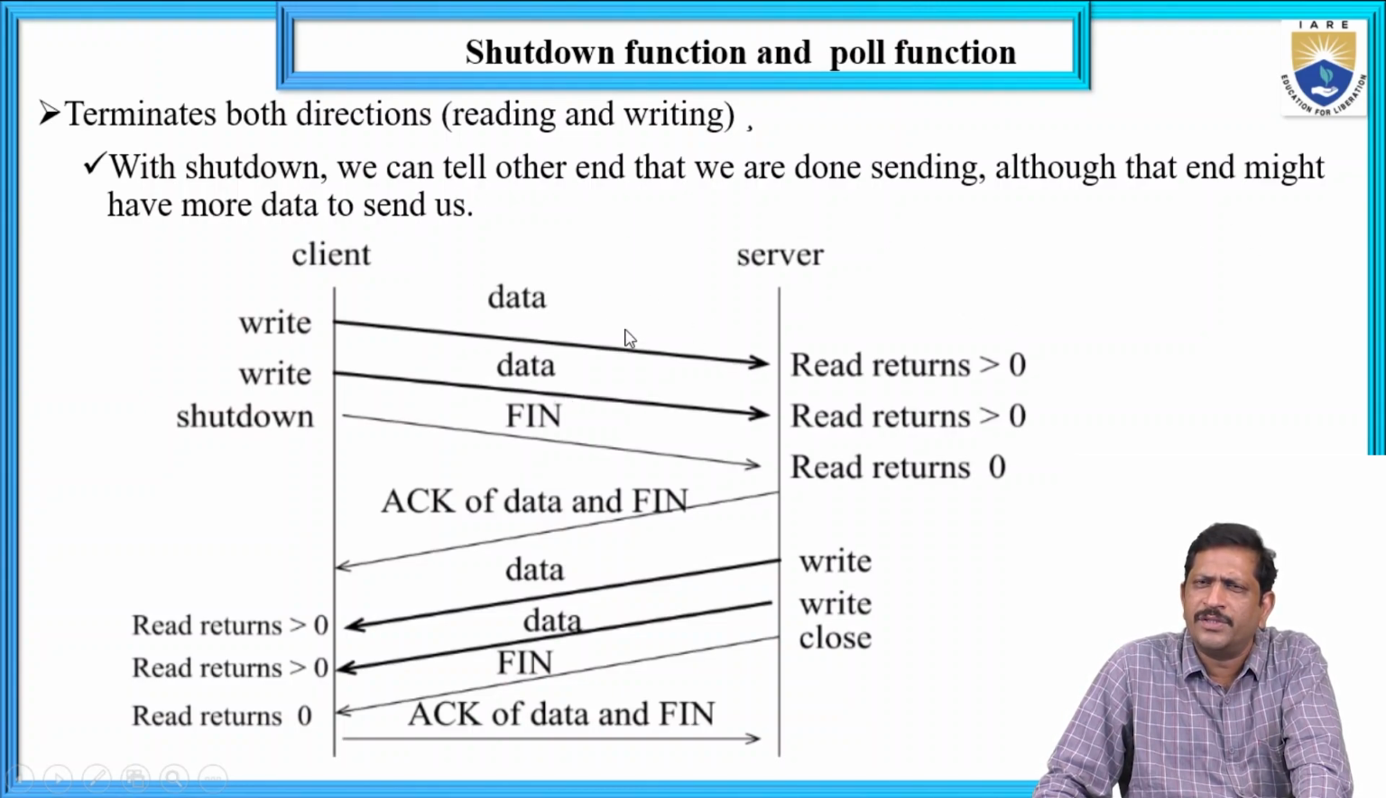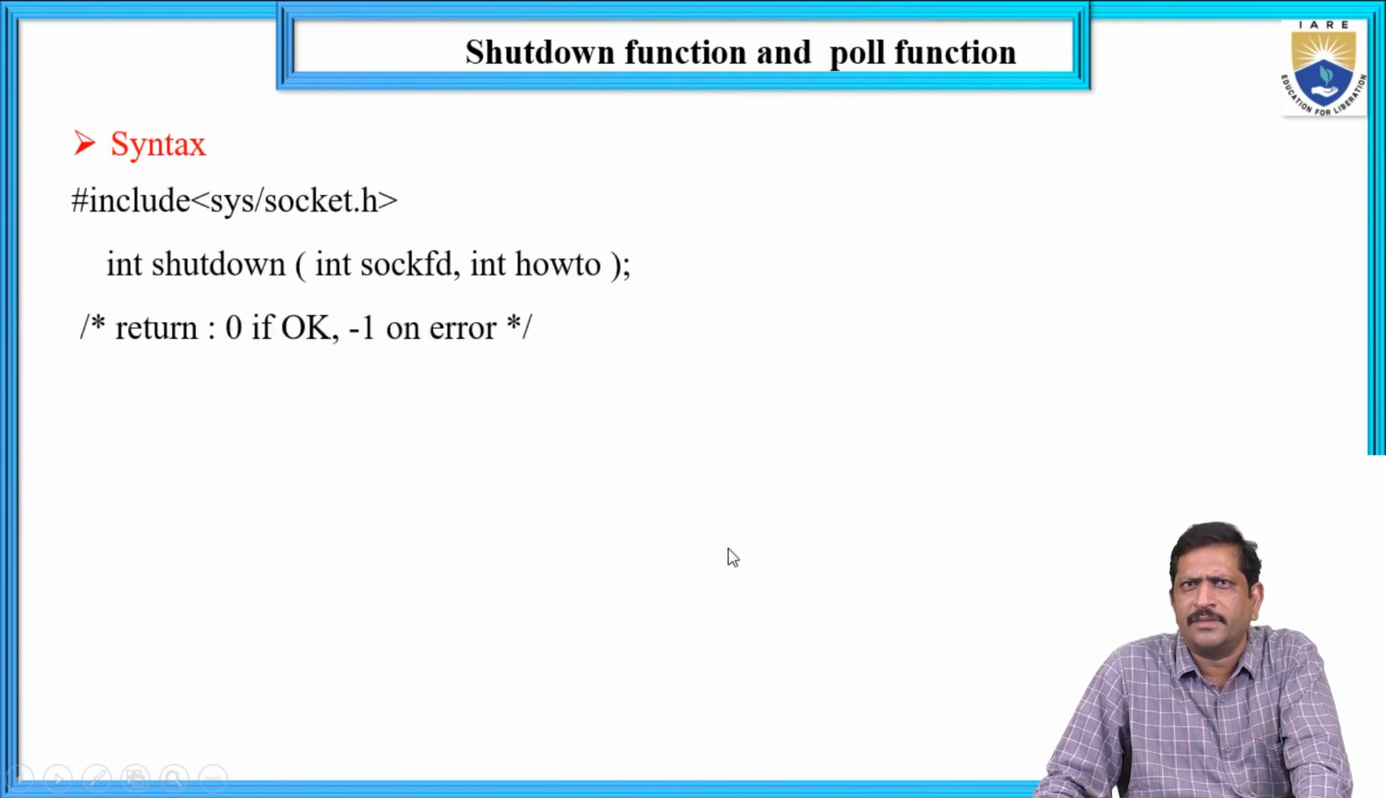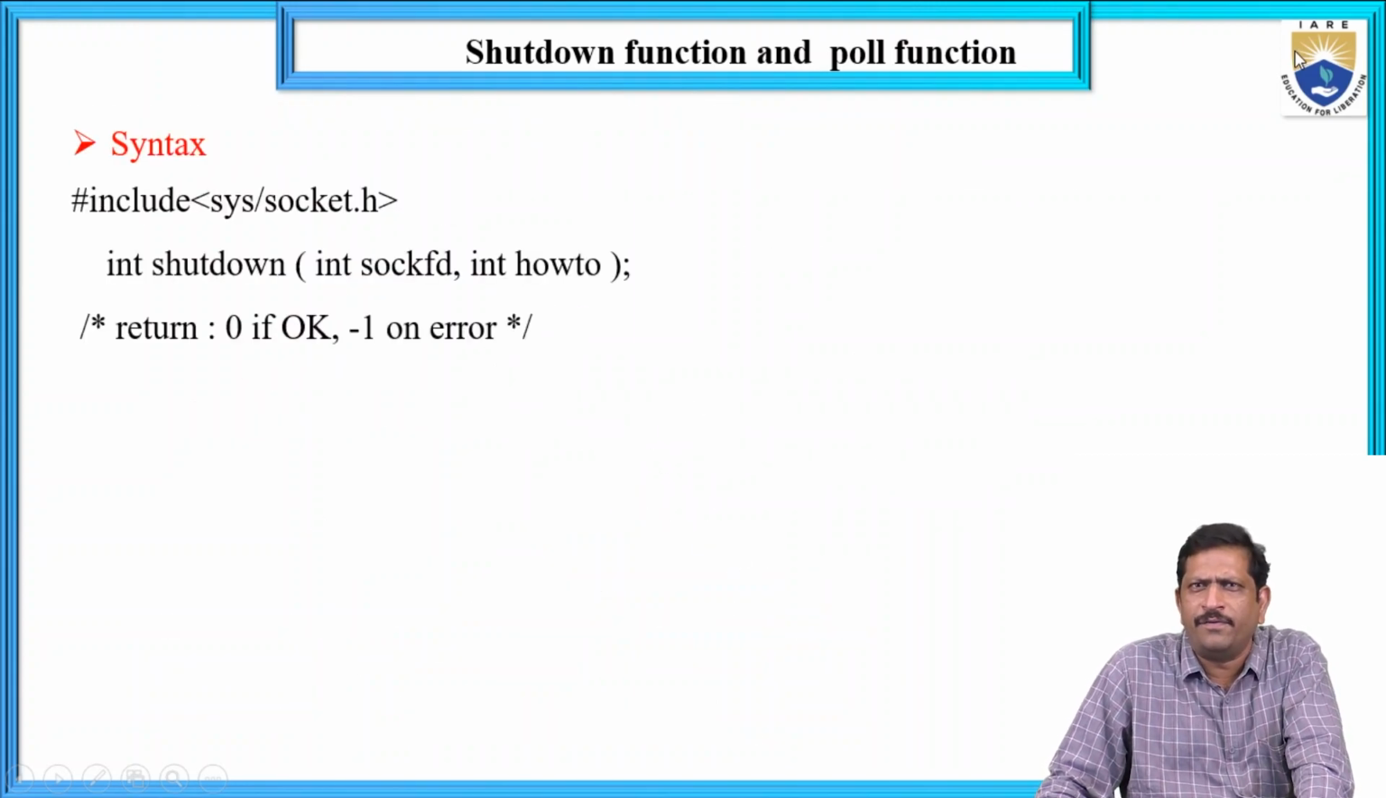Now we'll use shutdown. That means finalizing. The shutdown function will act like this. Here is the syntax for shutdown in a Unix operating system.